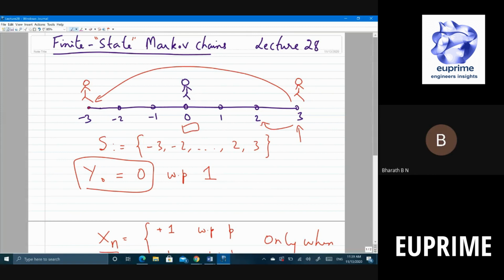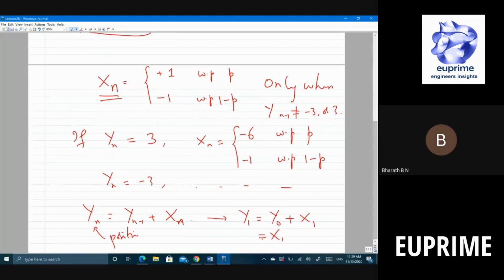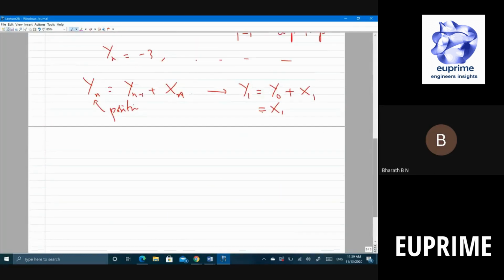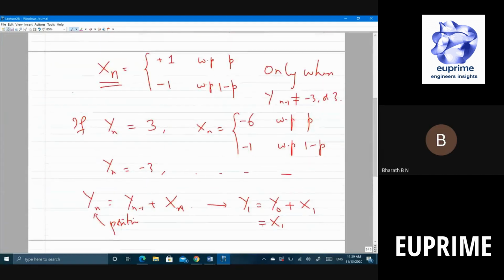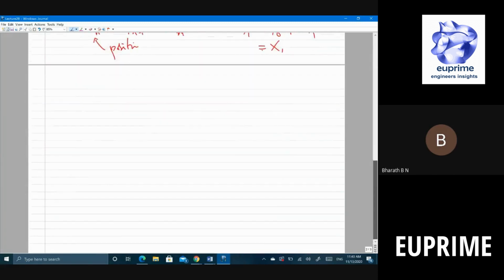So I'm going to define. If you're not happy, you can just say with probability p, if you are in state 3, you go to state 2, or with probability 1 minus p you stay in state 3. That is also a valid Markov chain. Now what you can see here is these Xns are IID, independent, because the way I'm going to toss the coin, they're all independent.